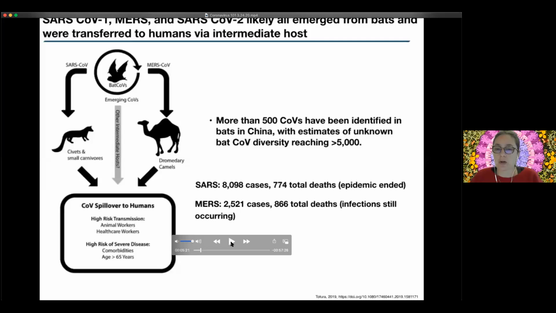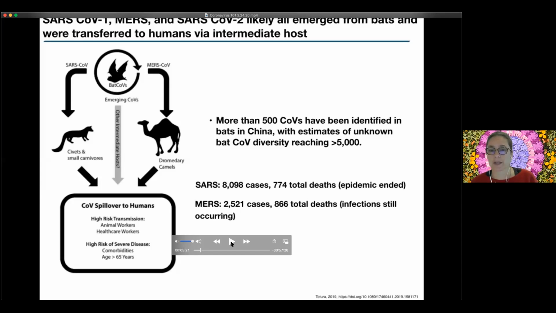And so as we move forward, I think one of the incredible themes that I get from this storyline of CoV-2 is just how rapidly the science is moving forward.